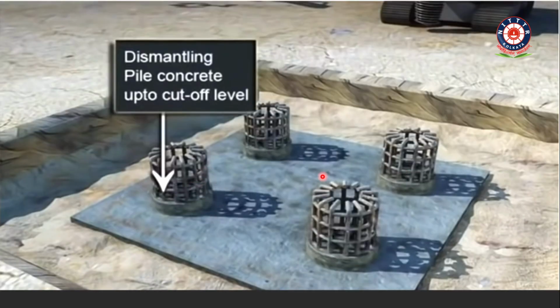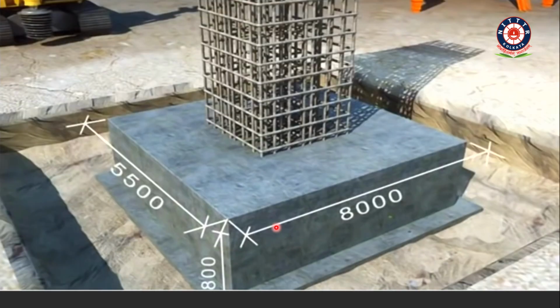Now in the middle, the column will come. This is called the pile cutoff level. This is your pile cap. This is your column. Now we are trying to understand another method, that is timber pile.